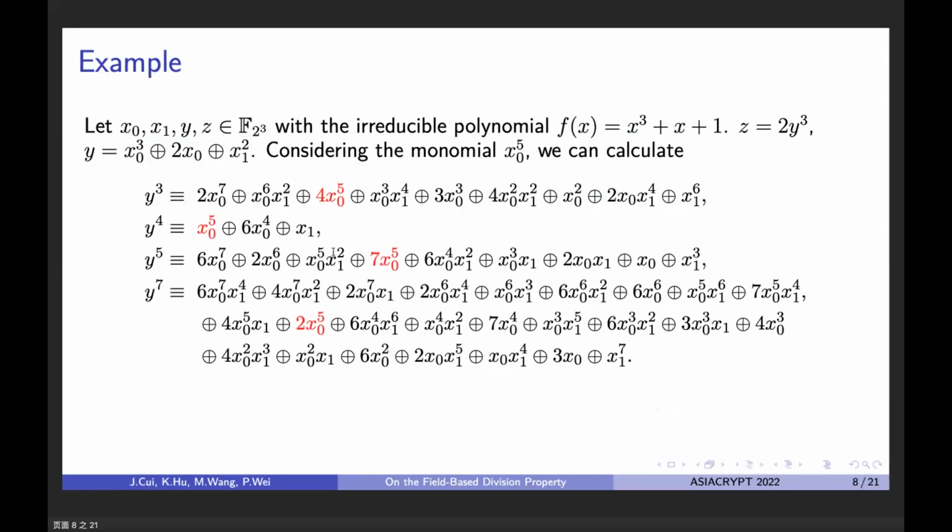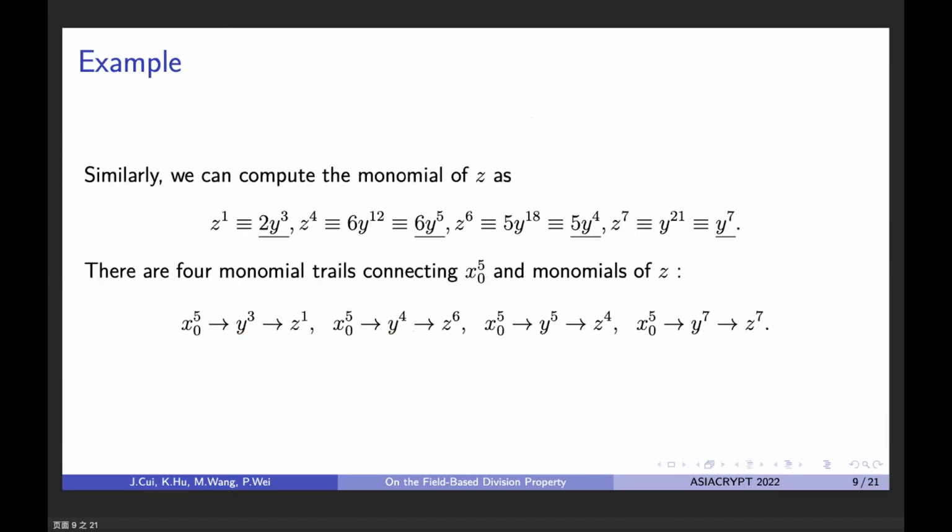So let me explain general monomial prediction with the example here. Let z equal 2 times y cubed, where y is a function of x0 and x1. We can compute the representation of y to the power of 3, 4, 5, and 7, and they all contain the monomial x0 to the power of 5. We can also compute the monomials of z, and here are the 4 monomial trails connecting x0 to the power of 5 and the monomials of z.